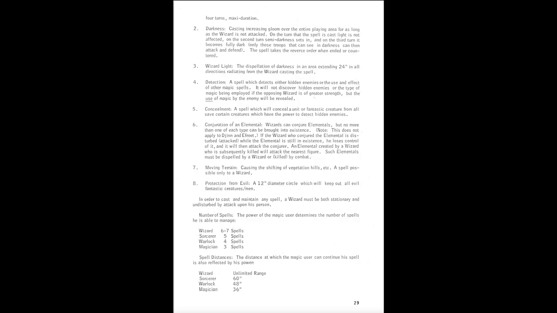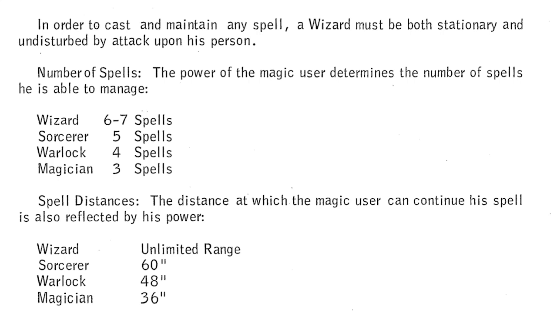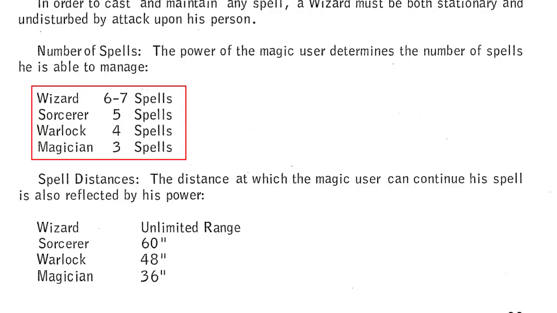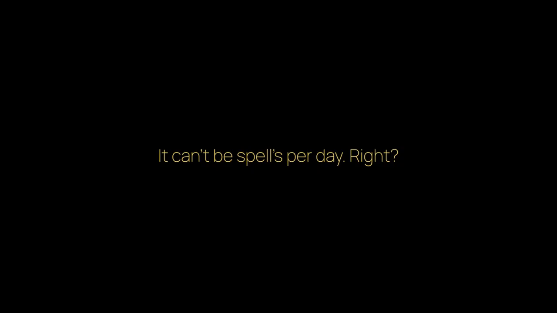Here's where we get to an important aspect of how spellcasting worked in Chainmail. The power of the magic user determines the number of spells he is able to manage. The rules then go on to show a table, as you can see here, with the wizard getting the maximum number of spells, 6 or 7. And also note that the word manage is open to interpretation, as nowhere else in the rules does it state what manage actually means. We can only assume from the other parts of the rules that the number of spells table means maximum spells known and not spells per day, as we saw earlier in the 1978 Player's Handbook.